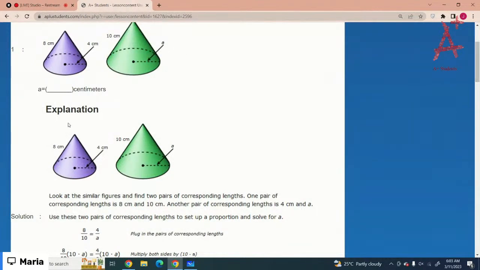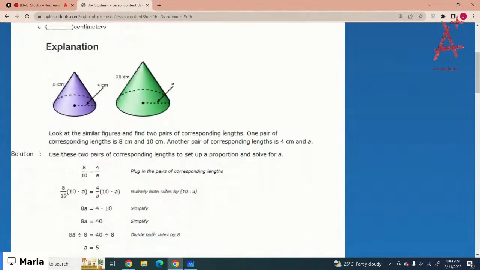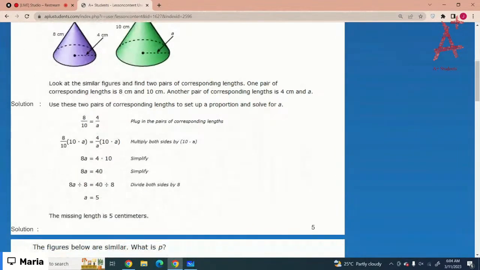Got it? So just form the ratio between the similar sides. The heights are corresponding sides, so just form a ratio. It is 8 by 10. Same way you have to find a ratio between their radius. It is 4 over A. Got it? Because they are the corresponding lengths. Look at the similar figures and find two corresponding lengths. One pair of corresponding lengths is 8 centimeter and 10 centimeter. Another pair of corresponding lengths is 4 centimeter and A. Use these two pairs of corresponding lengths to set up a proportion and solve for A.